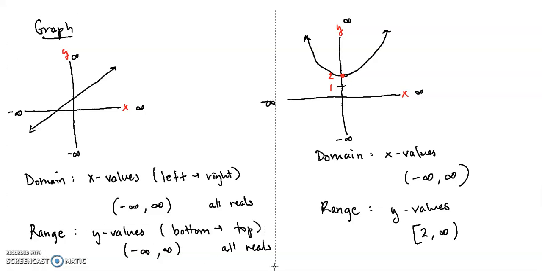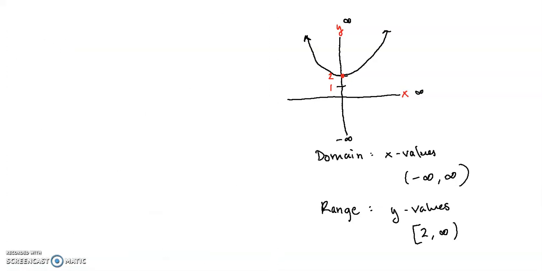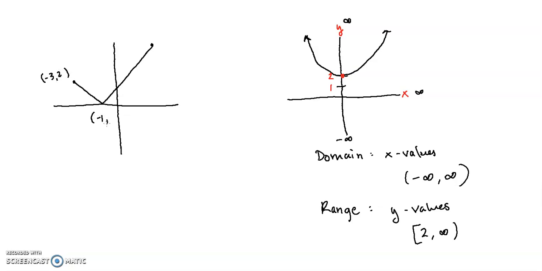All right, let's try one more. All right, let's say we have something like this. So let's say this is negative 2, 3. No, sorry. I got to reverse that. Negative 3, 2. Negative 1, 0. And let's say this is 4, 6. Okay, so we've got those values, and we've got to decide domain and range.